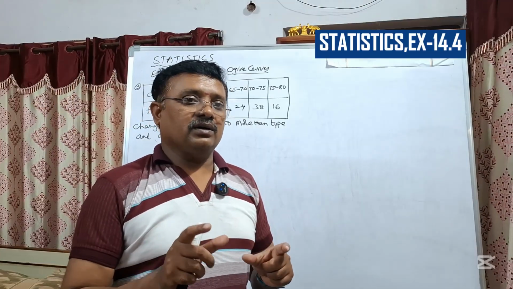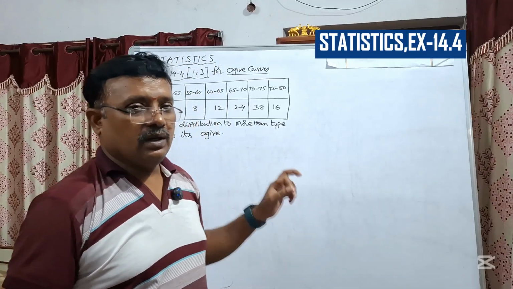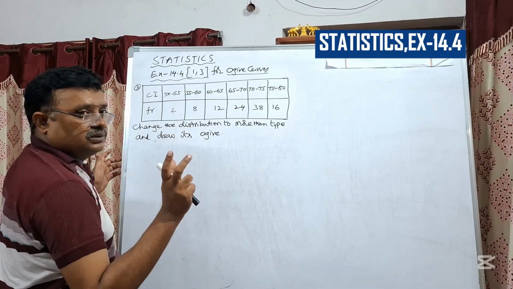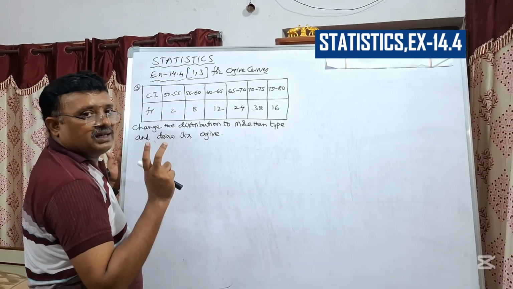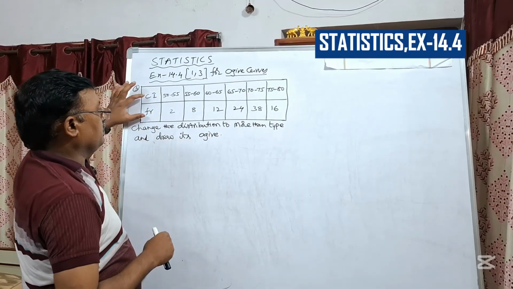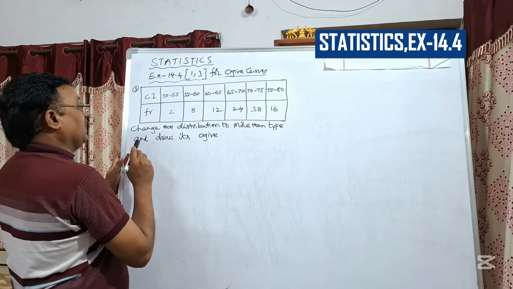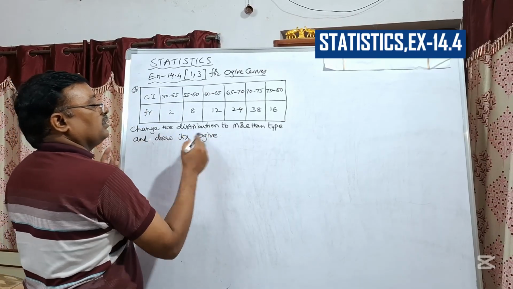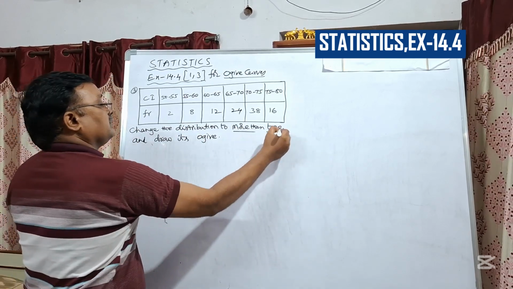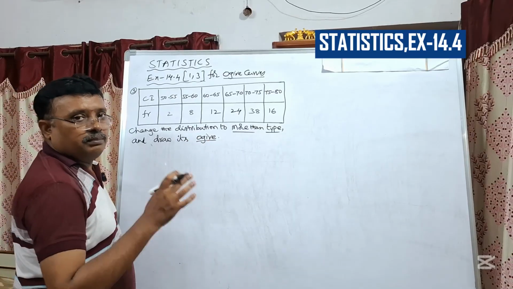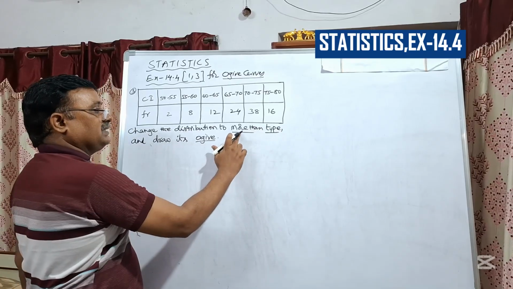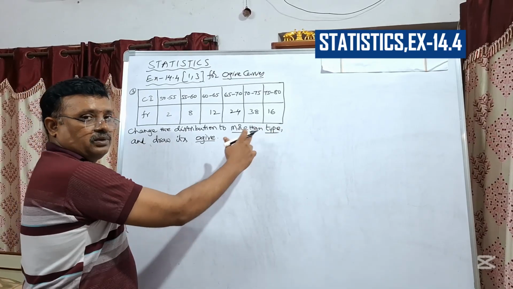Okay. Now we are going to take one more model problem of this concept, that is the third problem of this exercise. What they are doing is, they have given one grouped frequency distribution table with class intervals and frequencies, and they are asking to change the distribution to more than type and draw its ogive. That means they are asking to draw the GCF ogive curve, which is also called the greater than type ogive curve or more than type ogive curve.